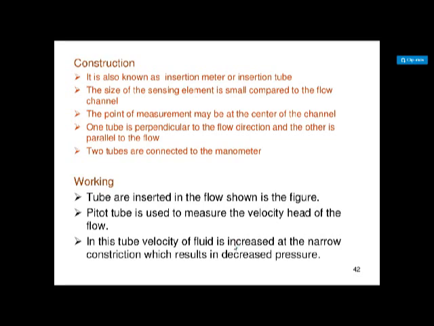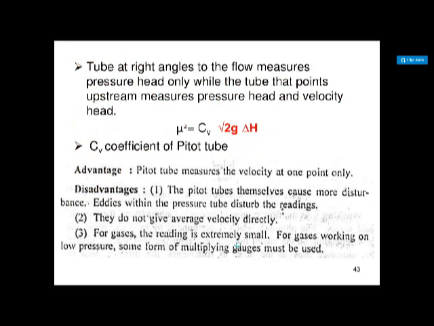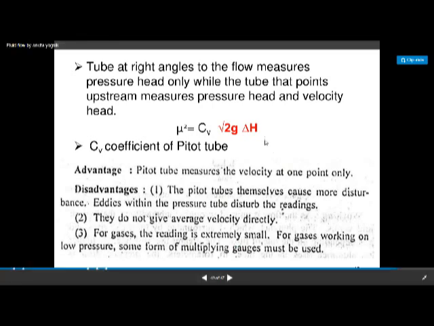Velocity जैसे ही increase हो जाएगी, which results in the decrease in the pressure. Pressure is going to decrease, and the tube at the right angle, जो tube right angle में है, perpendicular है to the flow, it measures the pressure head only, while the tube that points upstream measures the pressure head and velocity head. दोनों भी measure किए जाएंगे. Right angle में जो tube है that is going to measure only the pressure head, and the parallel tube is going to measure the pressure head as well as the velocity head, and the values are put, and there is a difference in the height on the manometer.